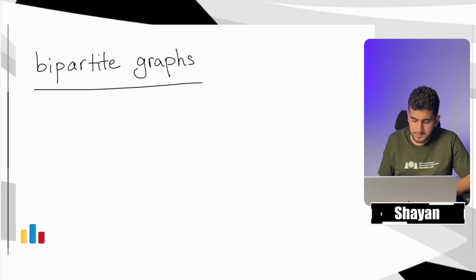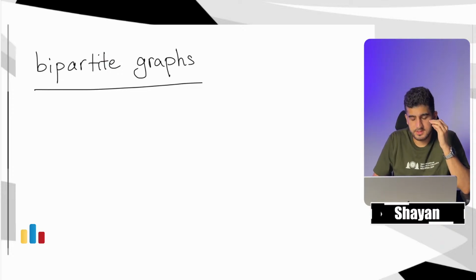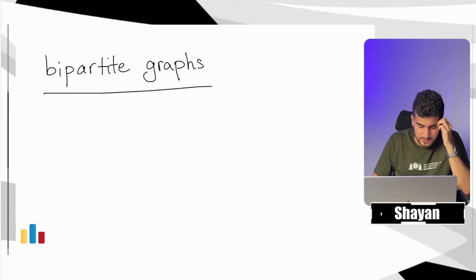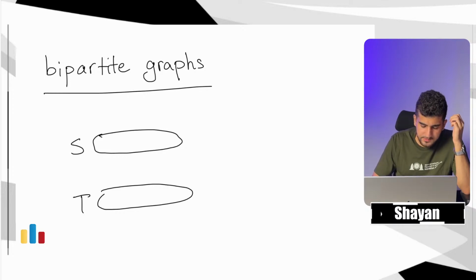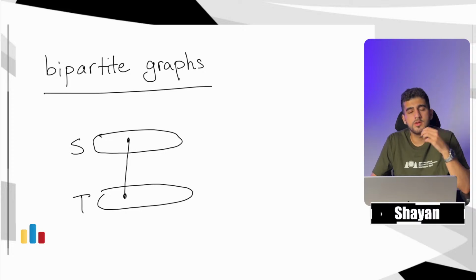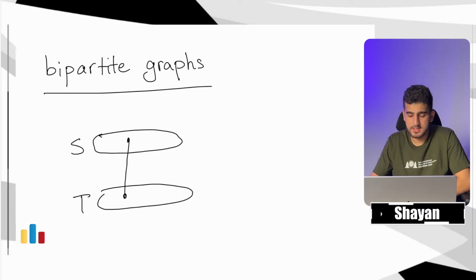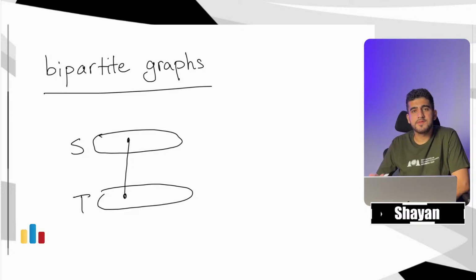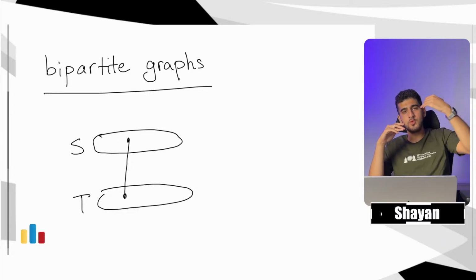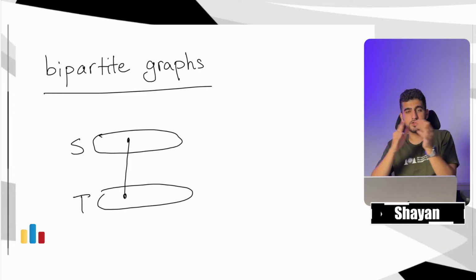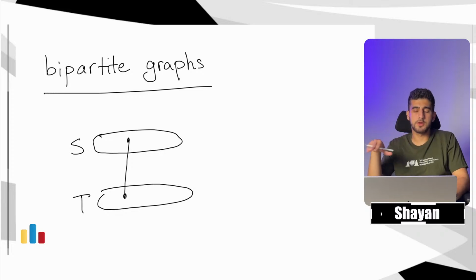Okay, so bipartite graphs, as I discussed previously, are a type of graphs where we can split all the vertices into two parts like S and T, such that each vertex from S will only have edges to vertices from T, and each vertex from T will only have edges to vertices in S. So we say that a graph is bipartite if we can split them into two parts, such that each part only has edges to the other part, not to its own part.